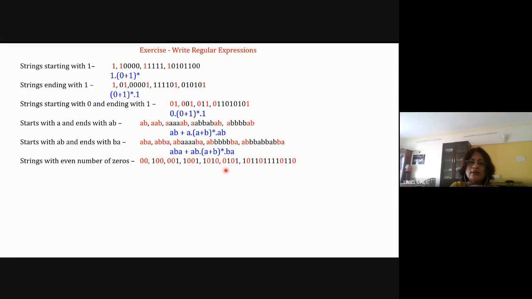Because they are saying the number of zeros is even. 0 0 cannot be there as consecutive zeros. They are not saying consecutive. Okay, so let's see the answer. I'll say that 1 can be there in the beginning or it may not be there. So I'll say 1 star to start, then 1 0 is there. Then after that 1 may be there or may not be there. Then I need to have one more 0 to make it an even number of zeros.